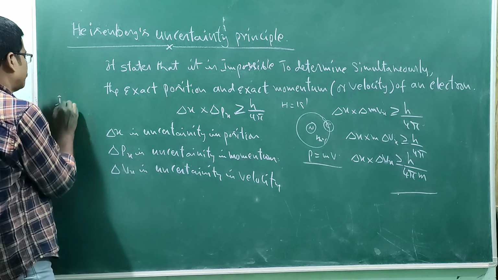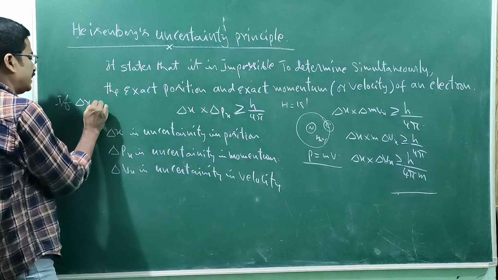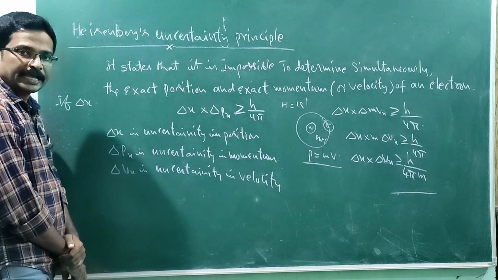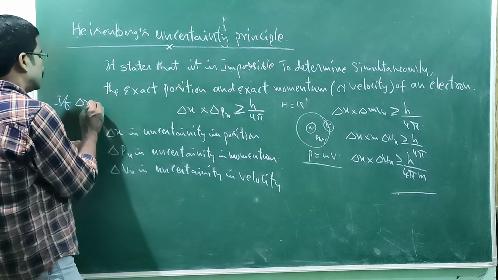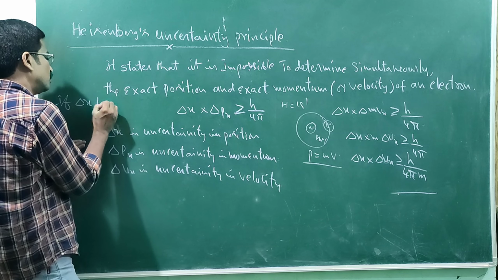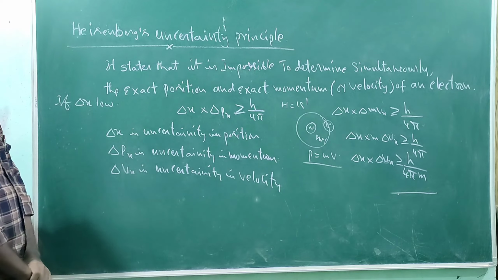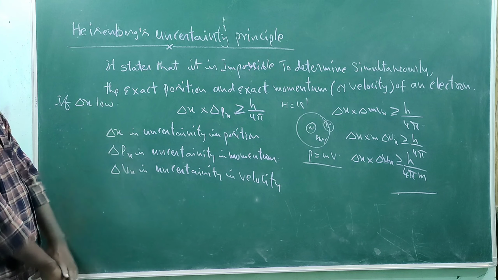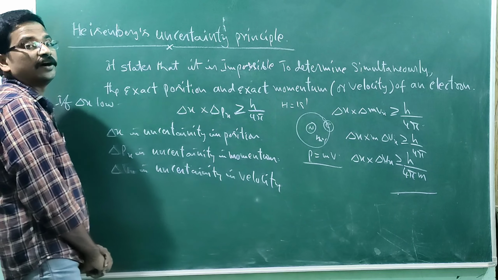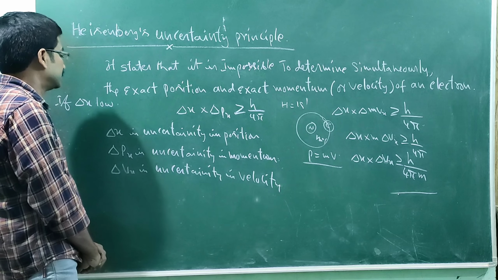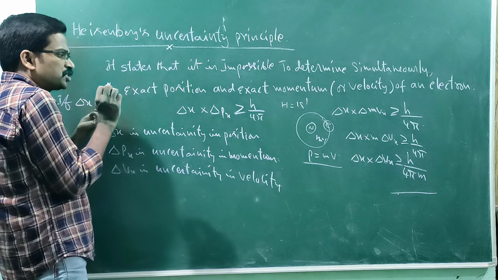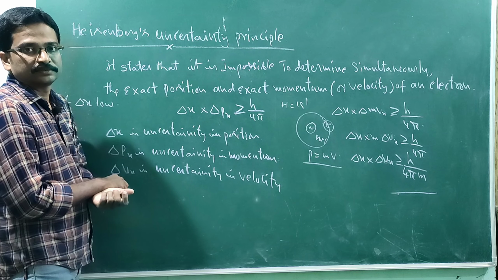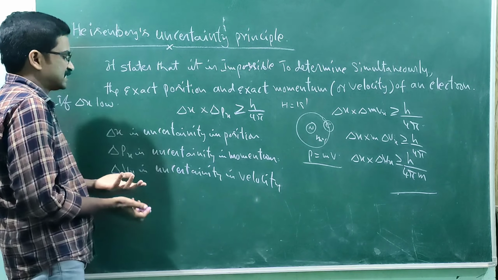If del x, the uncertainty in position, is low, then what we understand from this is that you can determine the position of the electron accurately. Uncertainty is less.